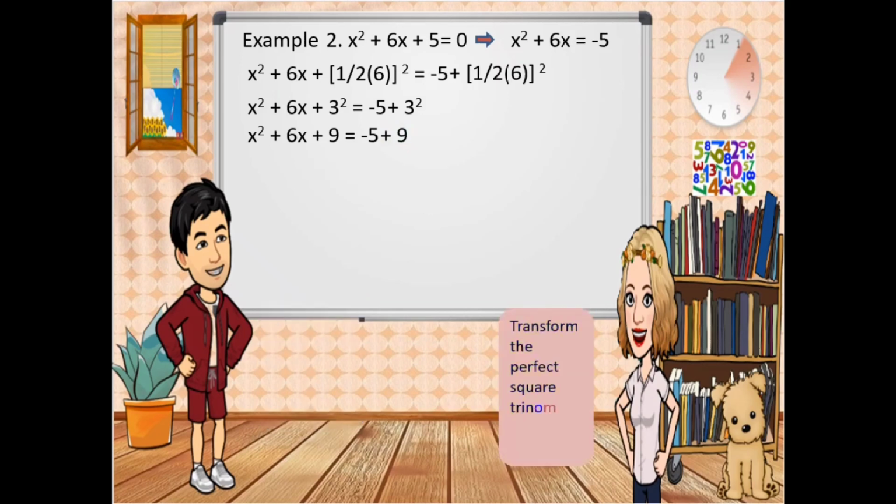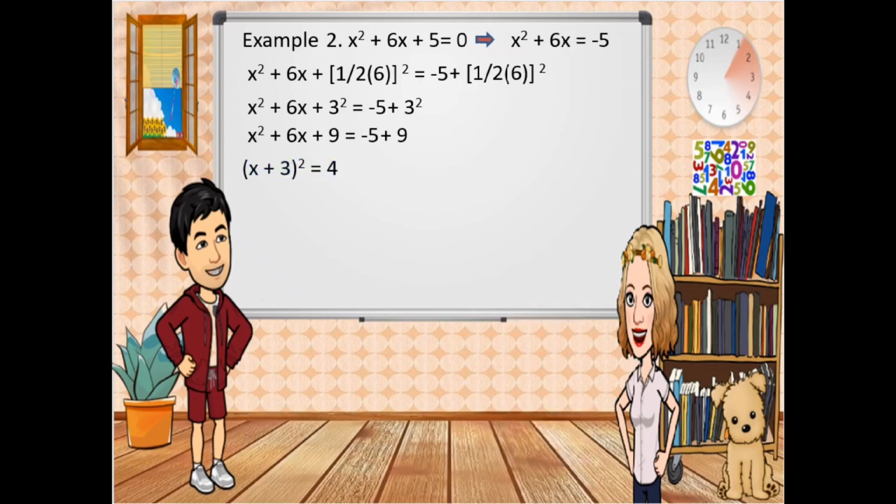Transform the perfect square trinomial into a binomial. x squared plus 6x plus 9 is equal to the quantity x plus 3 squared, and negative 5 plus 9 is equal to 4. Taking the square root, we have the square root of the quantity x plus 3 squared is equal to x plus 3, and the square root of 4 is plus or minus 2.